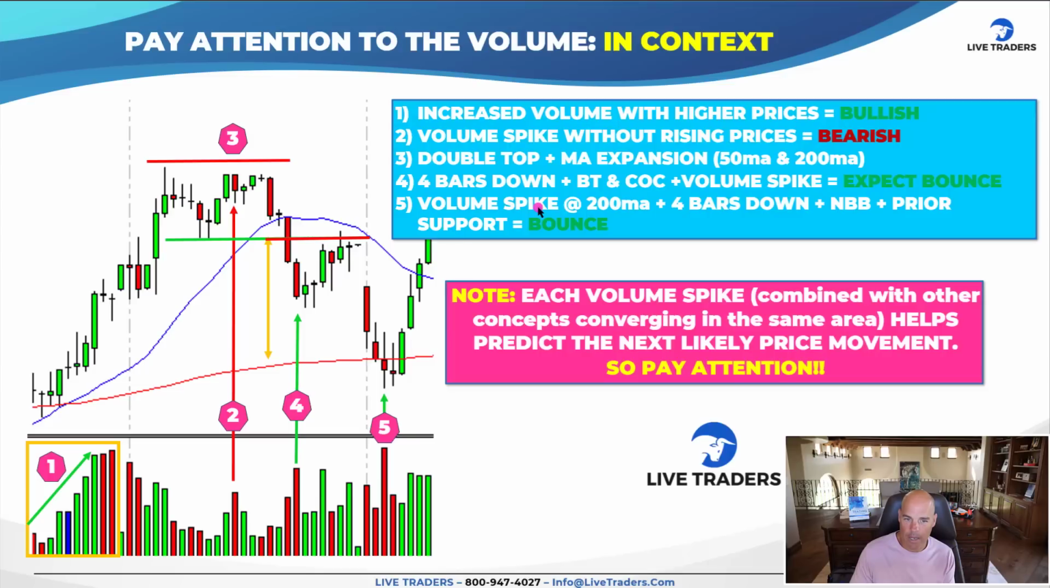So volume spike at the 200 MA, plus 4 bars down, plus a narrow body bar, plus prior support. Expect a bounce. Now, we don't know how high it's going to bounce. I just know I'm expecting a bounce.